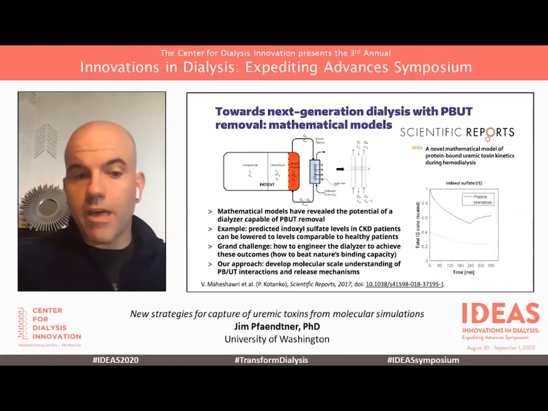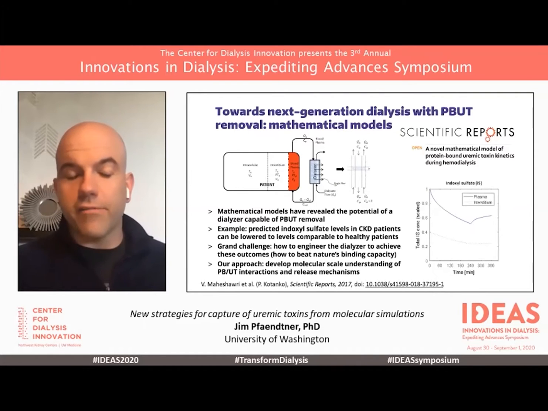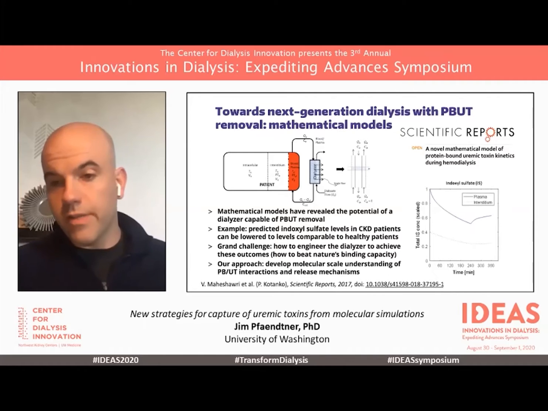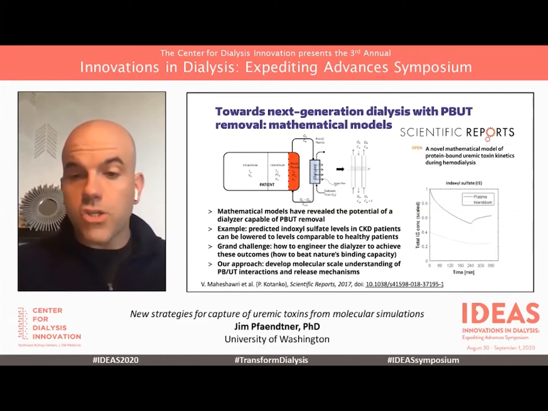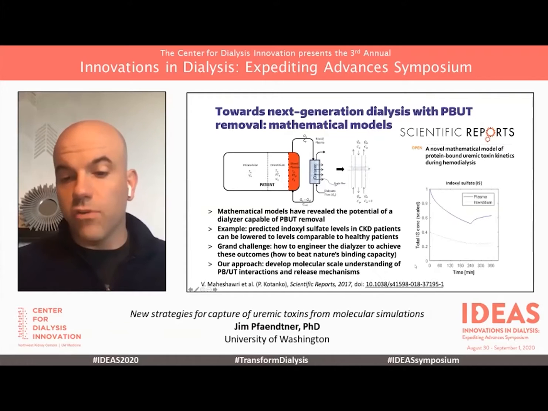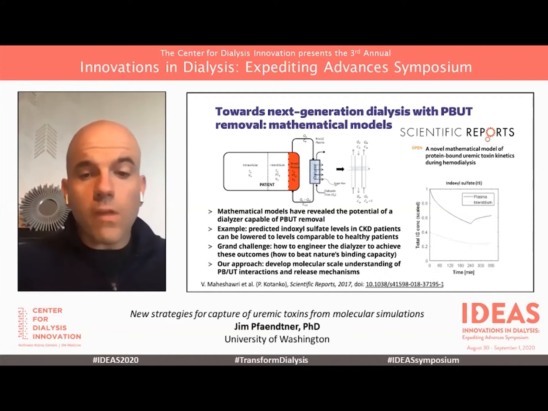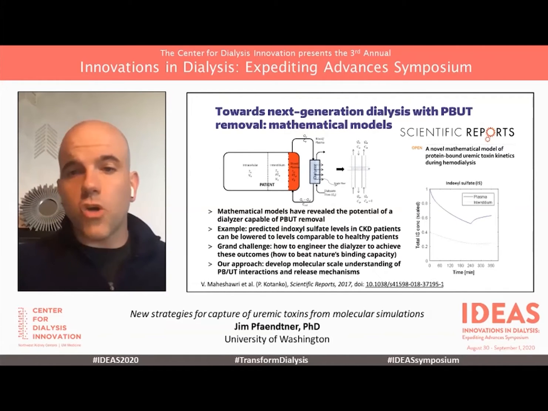And by doing careful mathematical modeling of the actual dialyzer function of that device, they were able to show results such as that shown in the lower right-hand corner, that show that indoxyl sulfate concentrations in the body can decrease to safe levels over a reasonable timescale. Here you're seeing, for example, a 6-hour timescale of dialysis. So that's potentially very exciting, just showing that the basic mathematics of PBUT dialysis could be successful and that we could achieve PBUT removal with a dialyzer.